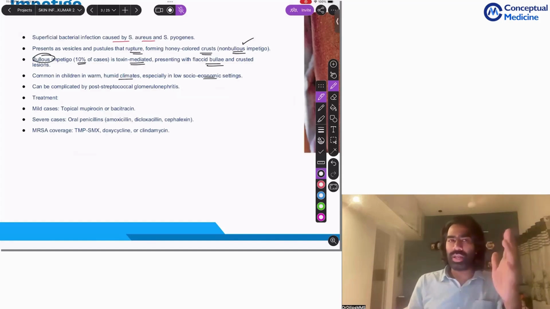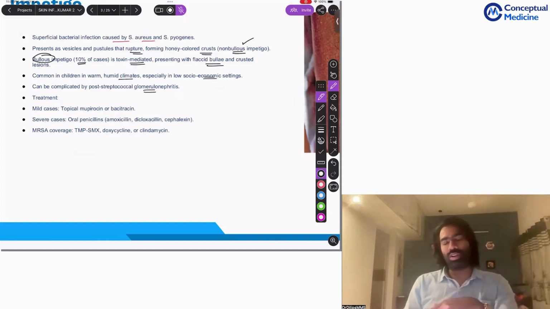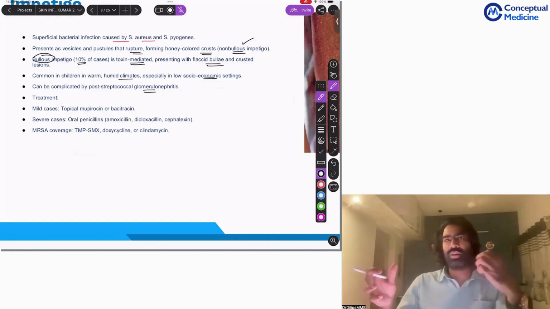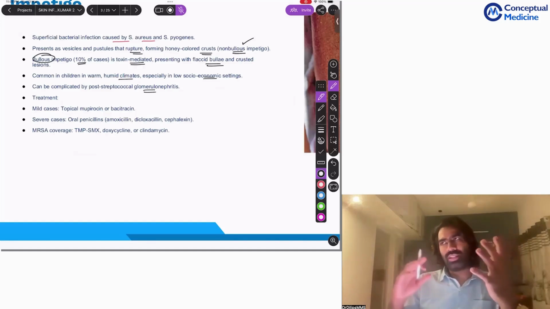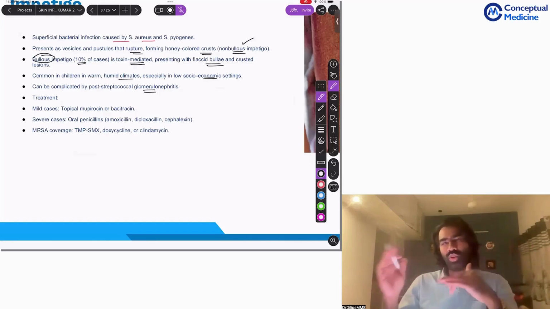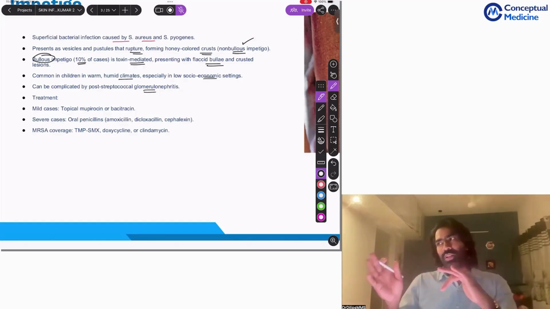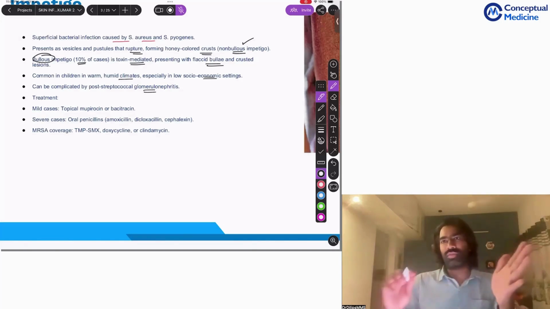It can be complicated by post-streptococcal glomerulonephritis. To be honest, PSGN can be caused by either impetigo or pharyngitis. Pharyngitis is one of the most common causes, but you cannot say impetigo doesn't cause PSGN; even though not very common, impetigo also can cause PSGN. But remember, impetigo will not result in acute rheumatic fever. Very, very important: only the pharyngitic strains are going to be associated with acute rheumatic fever. All right.